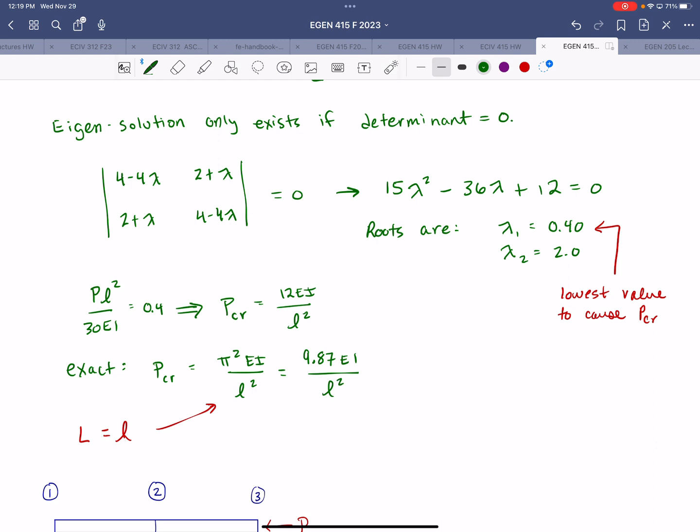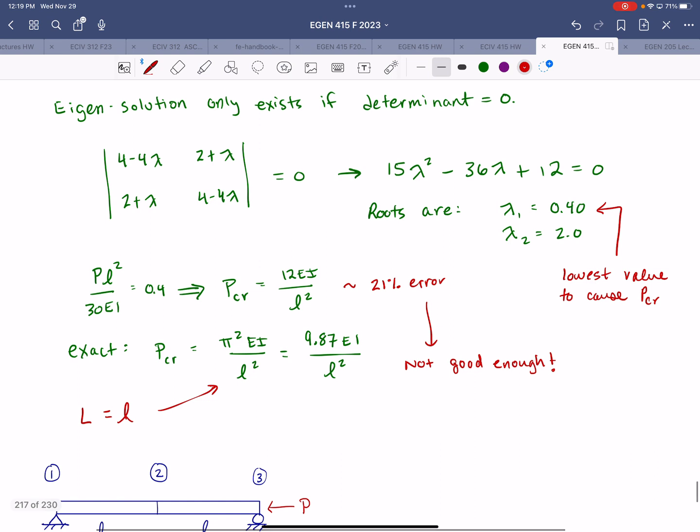So with just one element, we get about 21% error. So that's not good enough. That's too much error. So we need to refine the solution, and we can do that by increasing the number of elements.